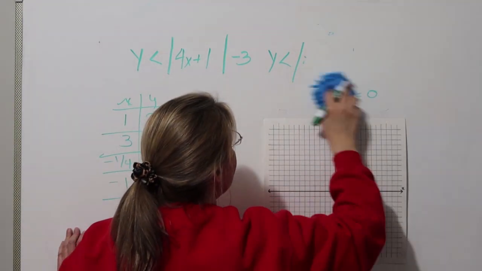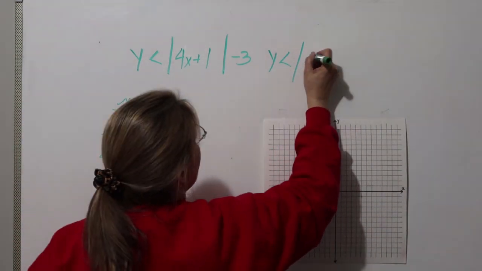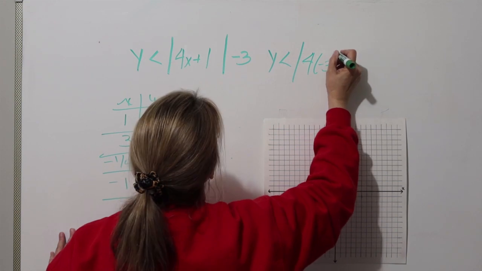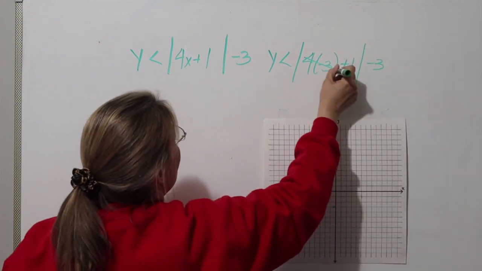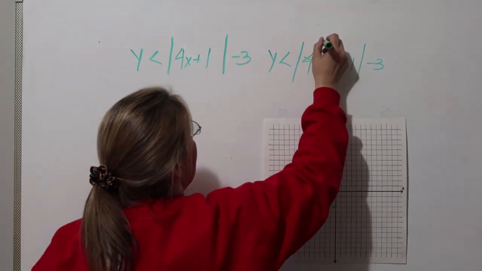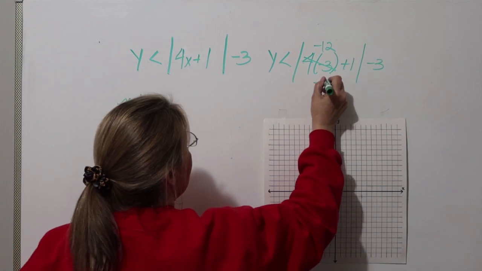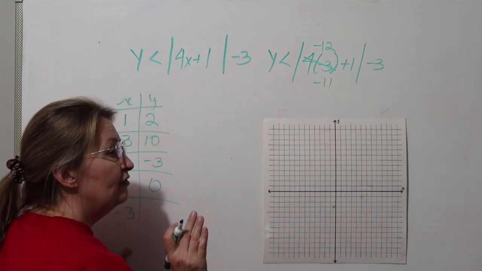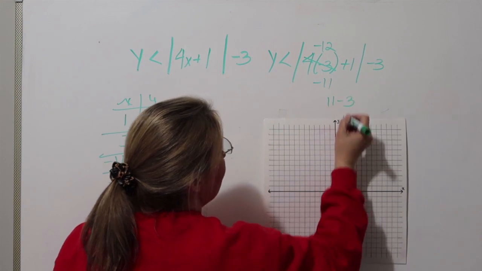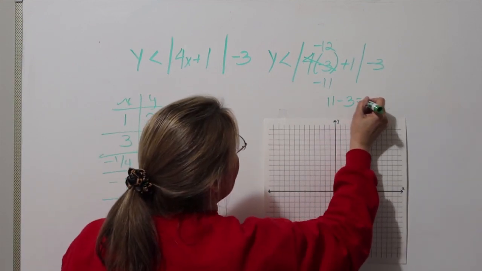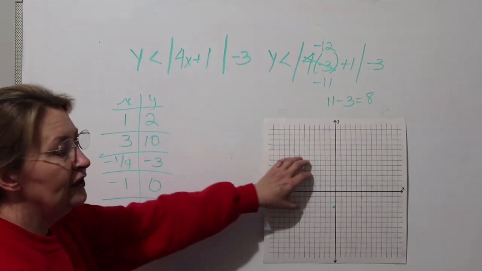And then last one, I'm going to fill in this negative 3. So I've got 4 times negative 3 plus 1 minus 3. 4 times negative 3 is negative 12. Negative 12 plus 1 is negative 11. And the absolute value of negative 11 is 11 minus 3. And 11 minus 3 is 8. So we're ready to graph this.